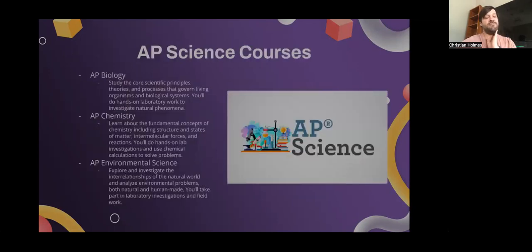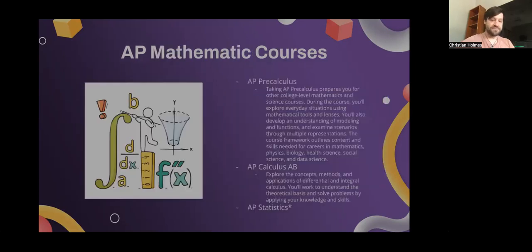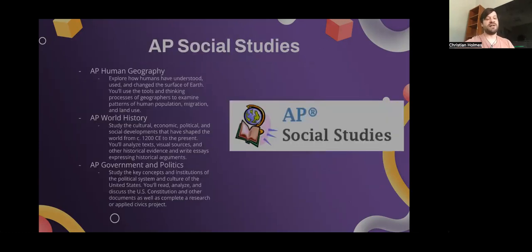AP Science courses, we will have biology, we will have chemistry, we will have environmental science, and it is looking very likely that we will also have AP Physics 1 as a part of our STEM journey as a school. We want to offer as many STEM-focused APs as we can, so add physics to this list. As far as mathematics goes, we will have pre-calculus, which we already have this year, but next year we'll actually be adding 2 more courses, Calculus AB and Statistics. As far as social studies goes, we will have human geography, world history, and AP government and politics.